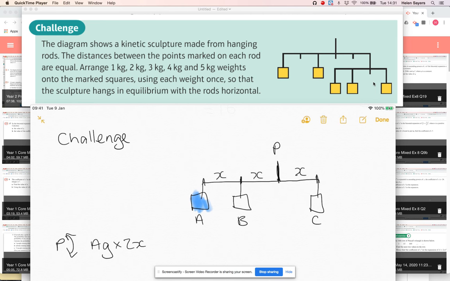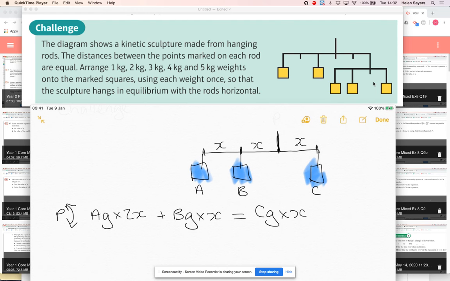Then I've also got mass B hanging down on the left-hand side, so that's also going to be trying to turn that rod anti-clockwise. That is going to be B times G, and that is X away from P. Don't forget, moment is just the force times the distance. And then I'm hanging off the other end mass C, which is causing a clockwise moment, and the whole thing's in equilibrium, so they must equal each other. So that's going to be CG, and that is also a distance X away from P.